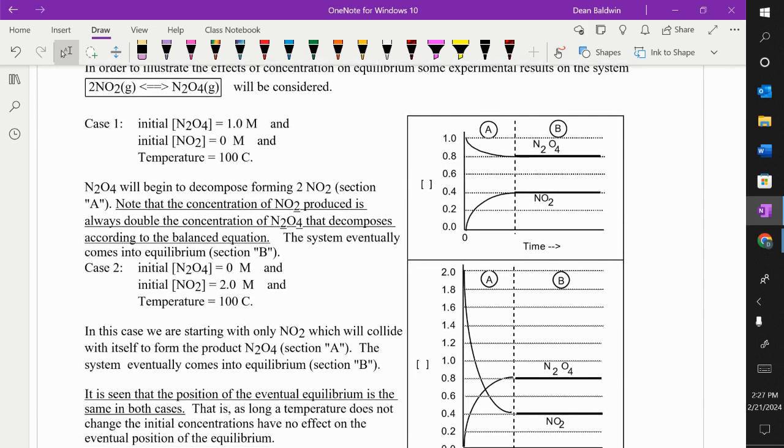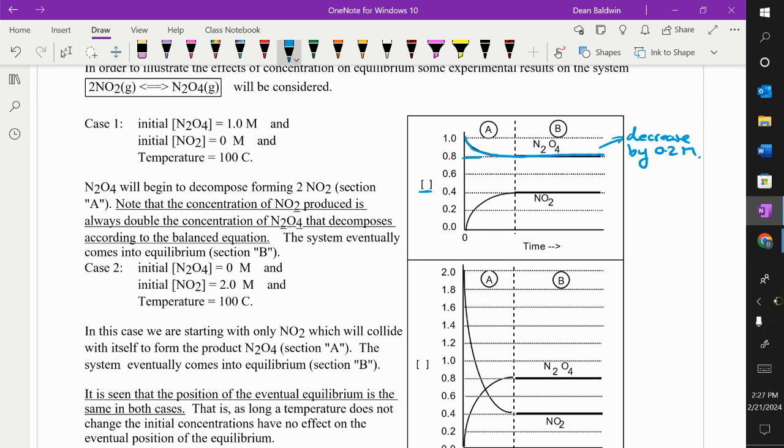If you look at this, the N2O4 concentration here will decrease, and then it levels off. It decreased by, what is it? I'll just say 0.2 molar. Okay, we went from a concentration of 1.0, the initial, to 0.8, so we went down by 0.2 molar.